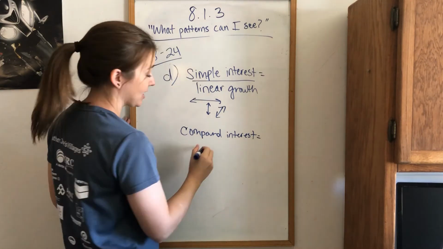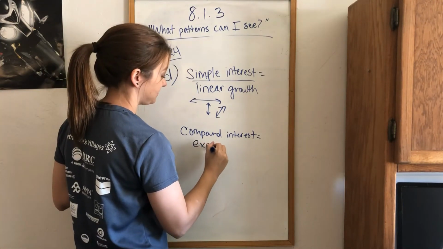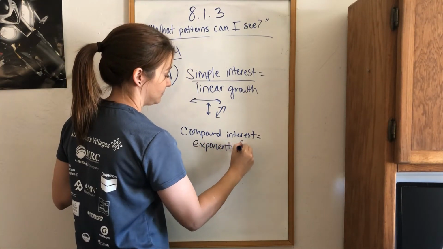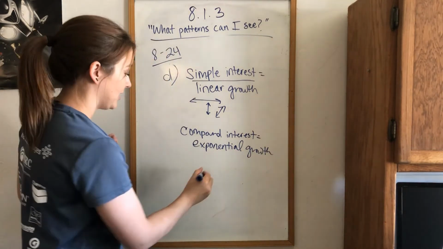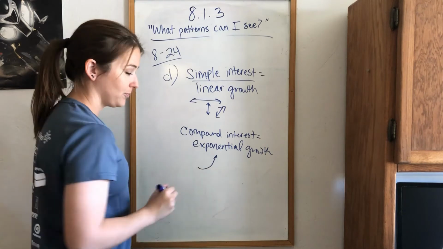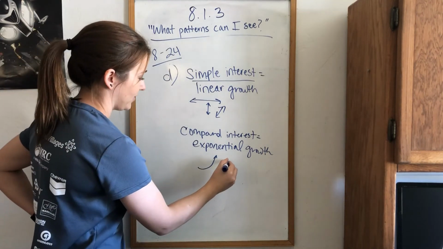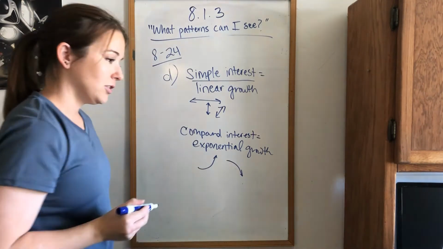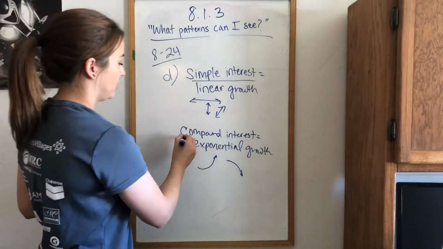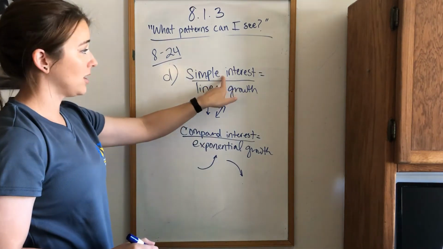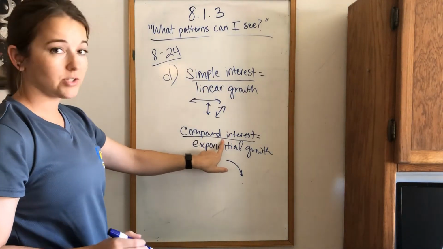Compound interest is an example of exponential growth. So this means it can curve. And it can also curve down that way too. So the two different types of growth: one goes up by a constant rate, the other does not go up by a constant rate.